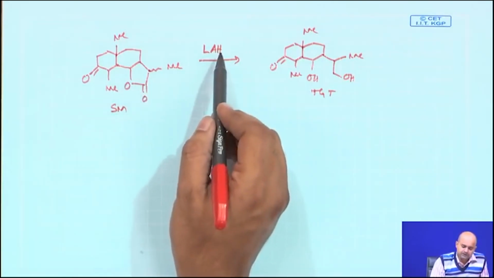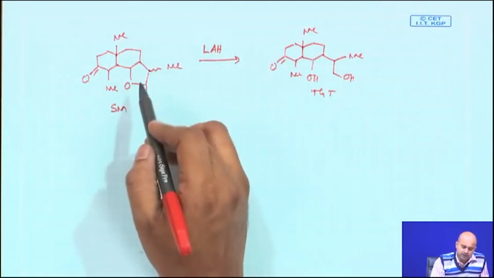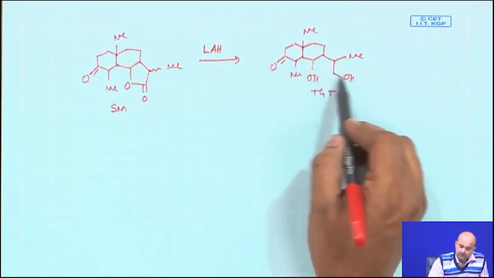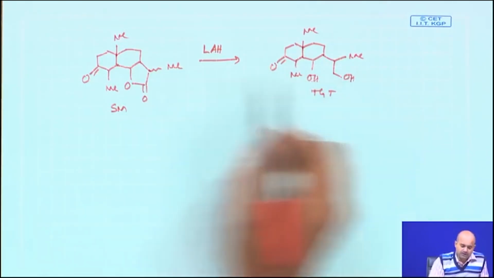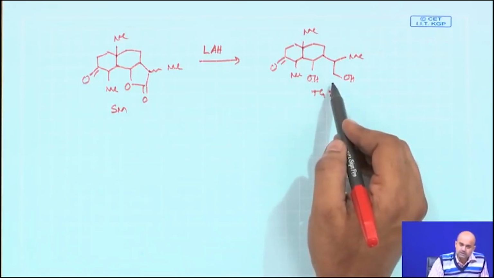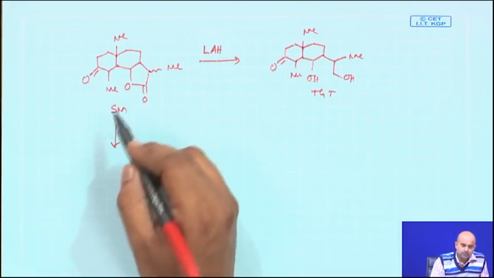Now, if you subject the starting material itself to LAH, the lactone will definitely be reduced to give you the diol as desired. At the same time, the ketone will also be reduced, which is essentially not required. So, it means that initially the ketone group needs to be protected.